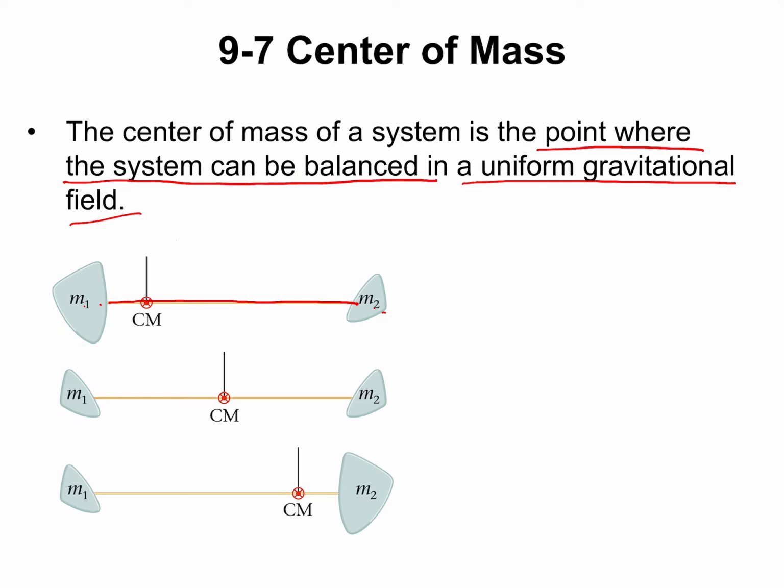And if you want to balance the system, you have to find a point so that the bar is balanced, okay? So if M1 is very massive compared to M2, that point is towards M1. If M1 and M2 are the same mass, then the point will be in the middle. Same thing here: if M2 is more massive than M1, the point will be very close to M2. Okay, so that is the center of mass. We call it CM.